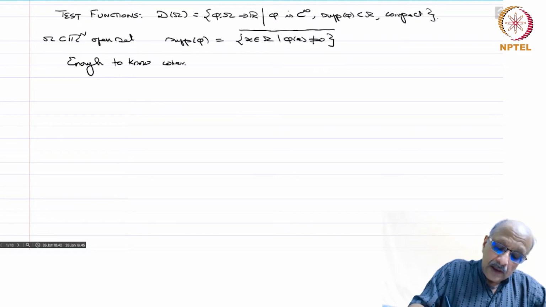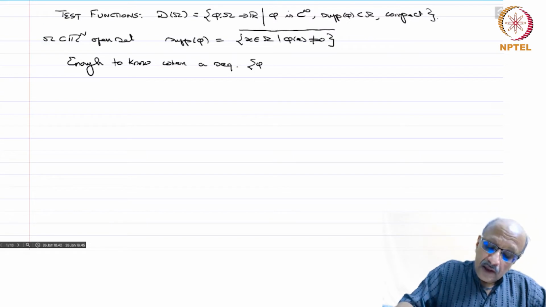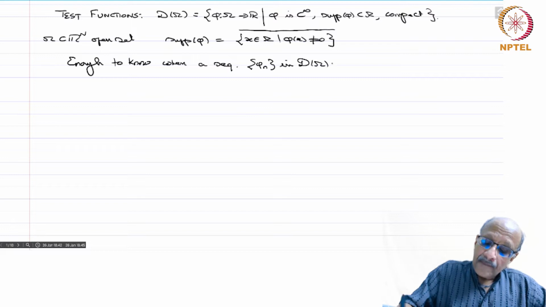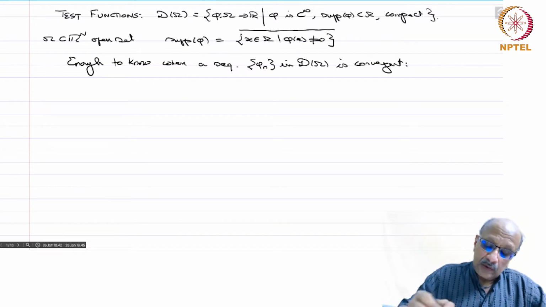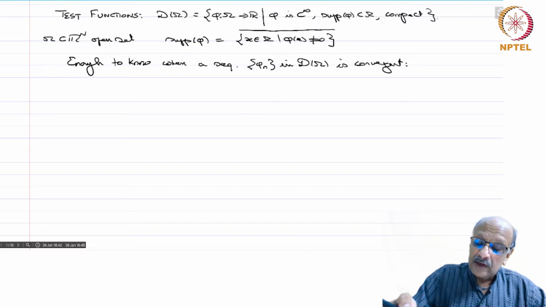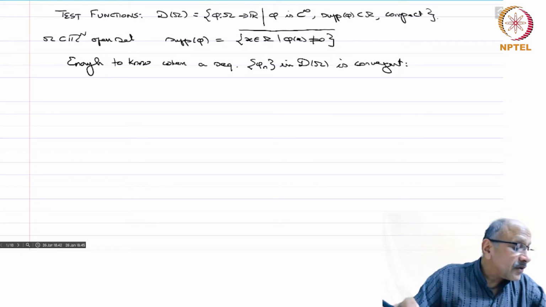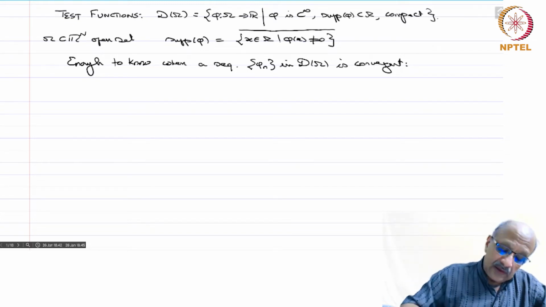So it is enough to know when a sequence phi n in D of omega is convergent. Okay, so this is all that we know. Since it's a vector space, it is enough to know when it converges to 0, because if phi n converges to phi, then phi n minus phi converges to 0, and therefore it is enough to know when the sequence converges to 0.